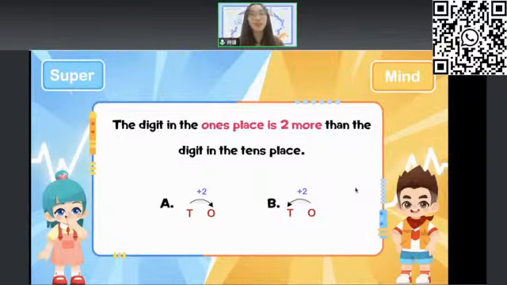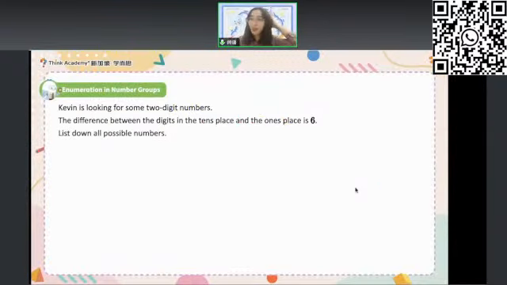Okay, the last one. The digit in the ones place is 2 more than the digit in the tens place. What is it? Well done. That is A. Okay. So let's look at another part here.